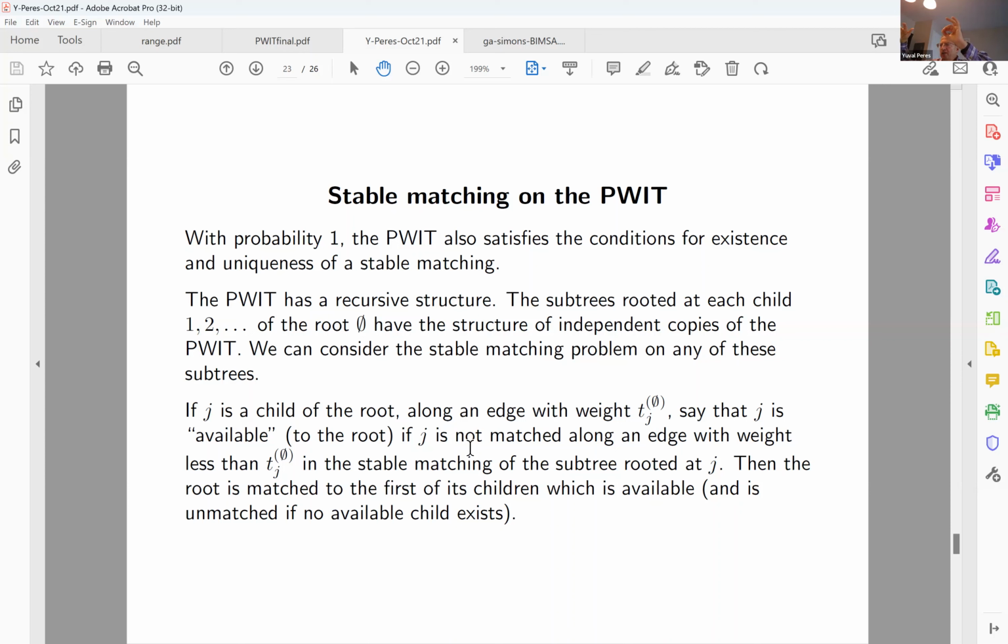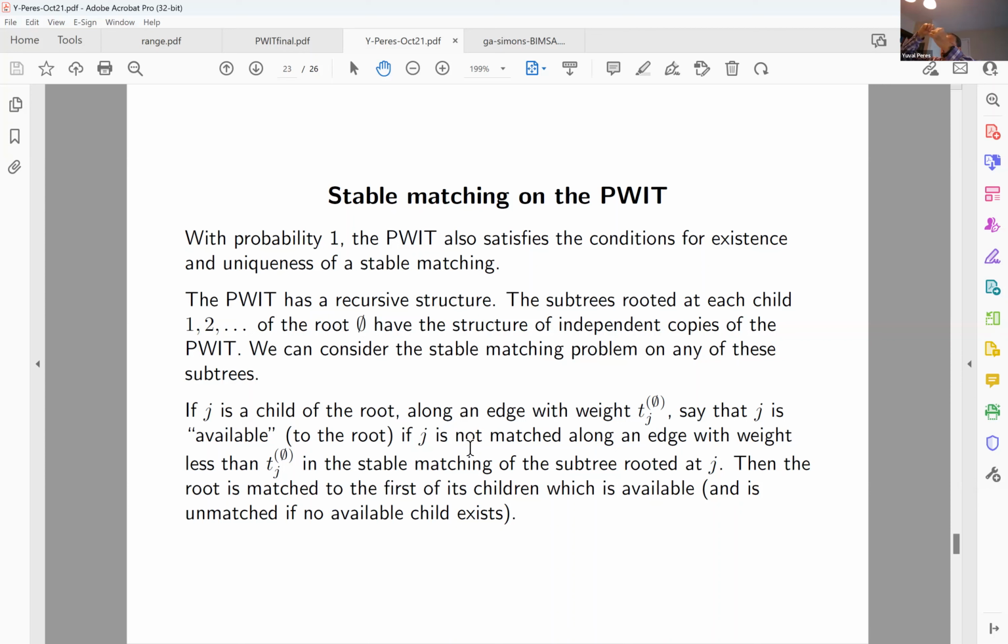So if j is a child of the root, to ask if the root is matched to j, we look at the distance from the root to j. This is some distance tj, and well, is j even available to the root with this distance? The answer is no if j is matched better within its subtree, and yes if its matching within its subtree is worse than its distance to the origin. So that's the key comparison.